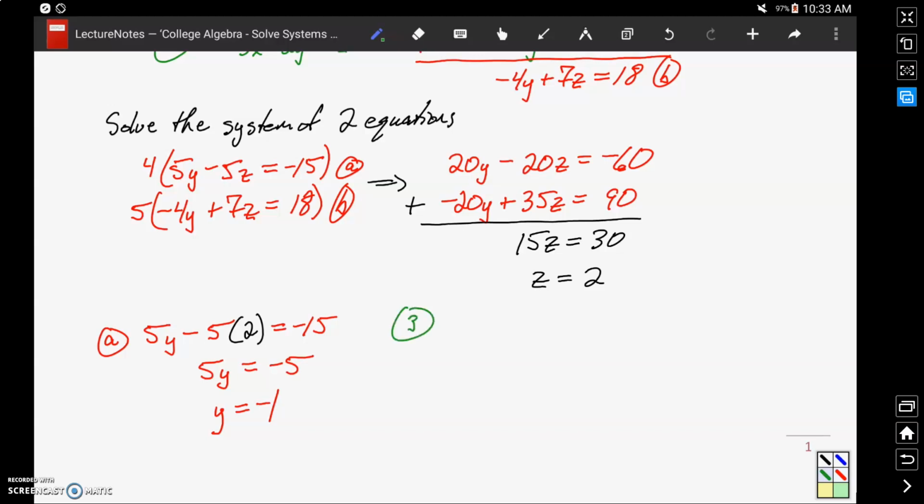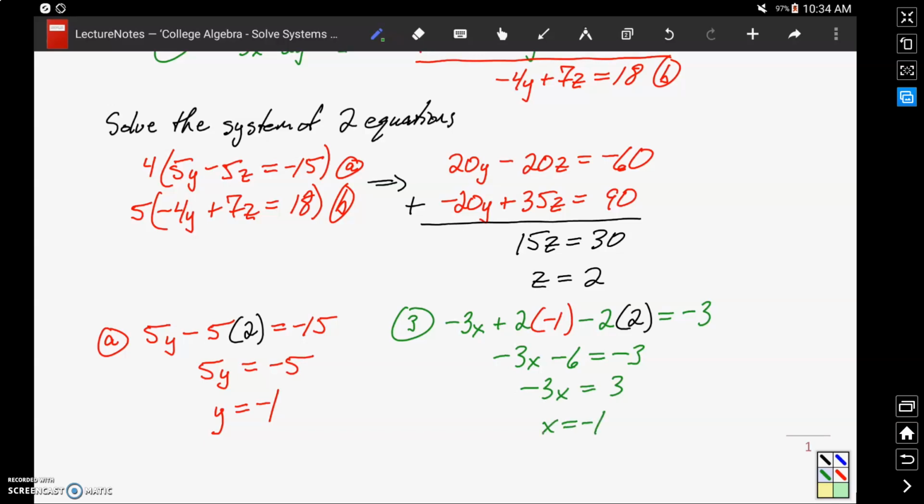Now we can go back to any of our original three equations, 1, 2, or 3. We'll look at equation 3, which was negative 3x plus 2 times y, which we know is negative 1, minus 2 times z, which is positive 2, is equal to negative 3. So we can look at simplifying this equation and then solving for x to get x is equal to negative 1.